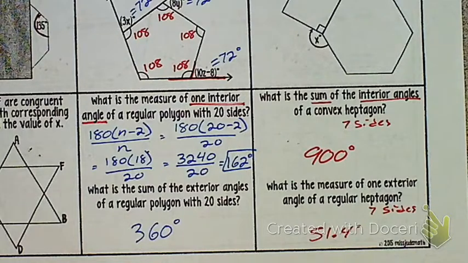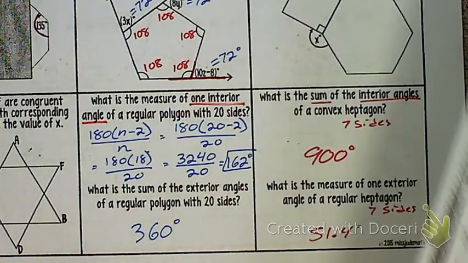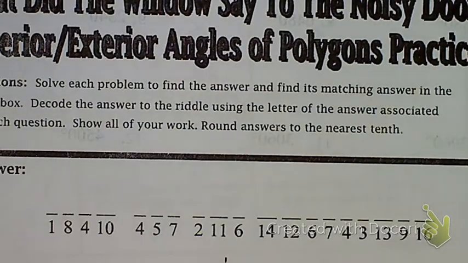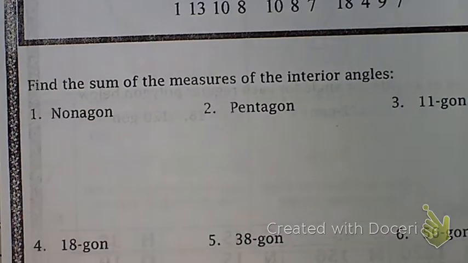Alright, before I pass it out, let me just show you what the homework assignment is going to look like and what I want done. It's one of these riddles. I still need to see the work for it. The front side says: find the sum of the measures of the interior angles. If it's a shape we have on the front side of our notes, I'm okay with you just finding it. But for the other ones like 11-gon, 18-gon, 38-gon, and 56-gon, I need to see the work.